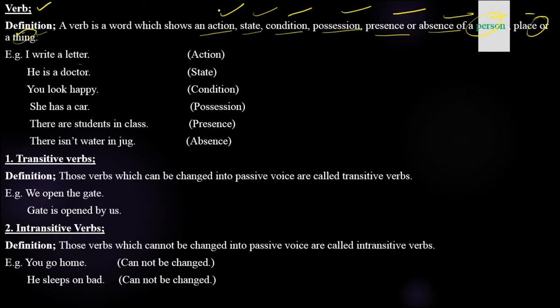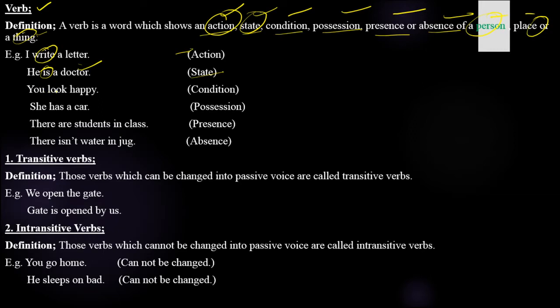Now see, most students define a verb as a word that shows an action or a state. Keep in your mind, a verb is a word which shows not only an action or a state but also condition, possession, presence, or absence of a person, place, or a thing. Now see, I write an essay. Over here, write is your verb and that is showing an action. In the same way, he is a doctor. Is is your verb and that is showing state. State means the status of someone, that he is what he is, a doctor.